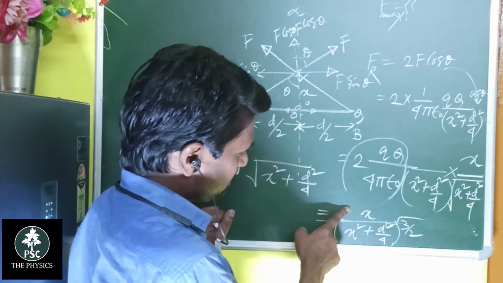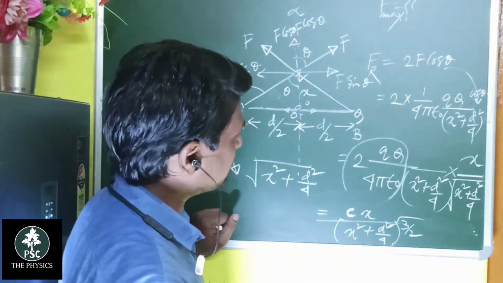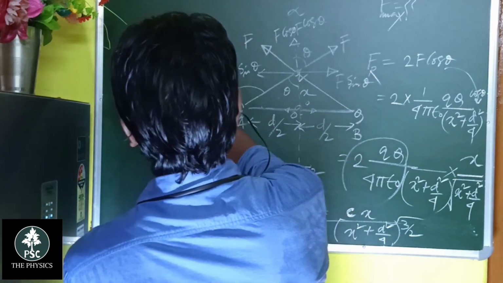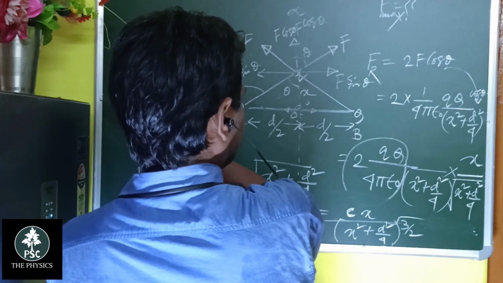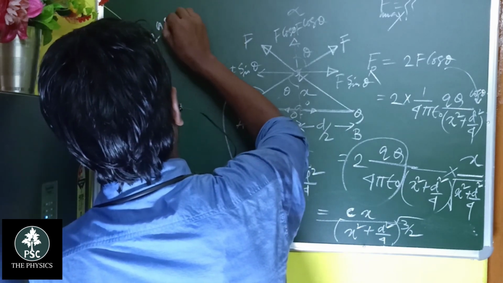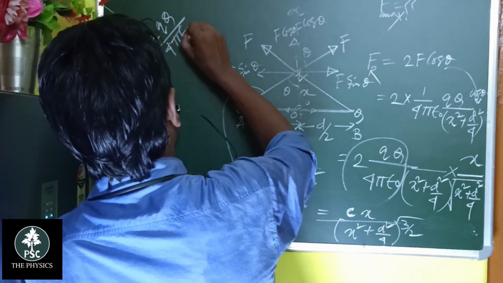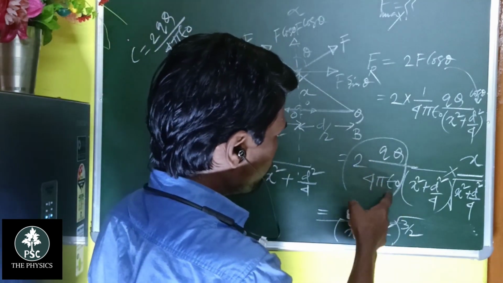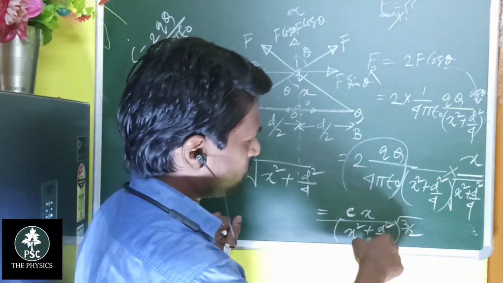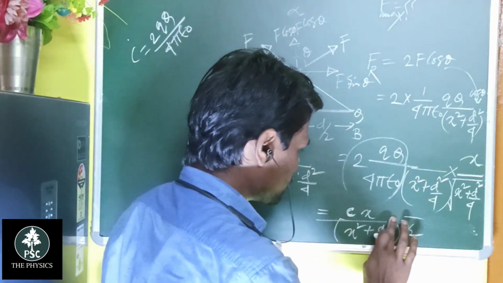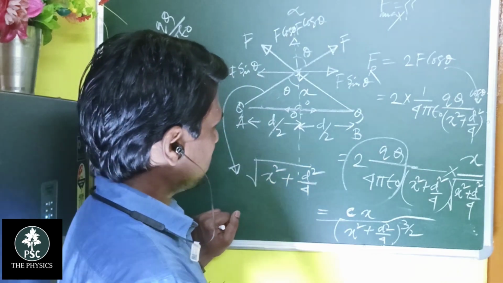Here c is a constant, so I take it as a constant. We can write c equal to 2 small q capital Q by 4 pi epsilon naught. So 2q by 4 pi epsilon naught is c, and the force is cx by x square plus d square by 4 whole to the power 3 by 2. So this is the F.